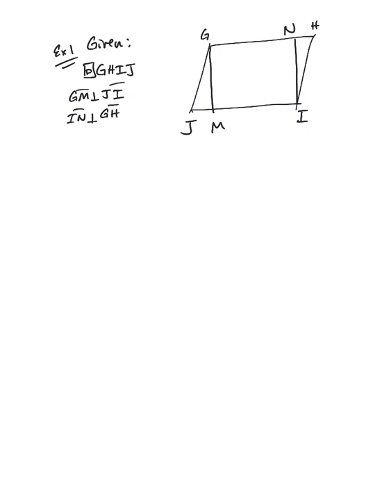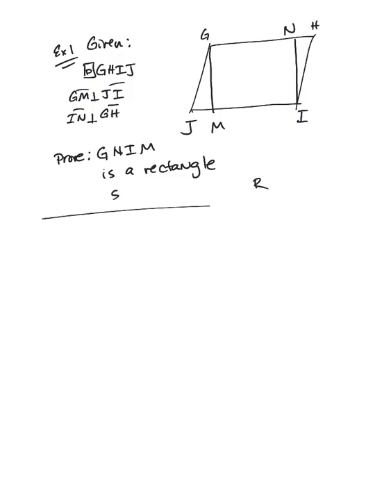Now, there's many things we could prove. Okay, so I'm going to ask you to prove that GNIM is a rectangle. Okay, here we go. Statements, reasons. So number 1, you put the givens, right? Parallelogram GHIJ, GM perpendicular JI, IN perpendicular GH.